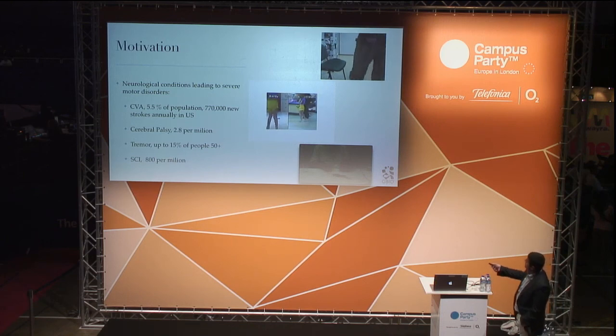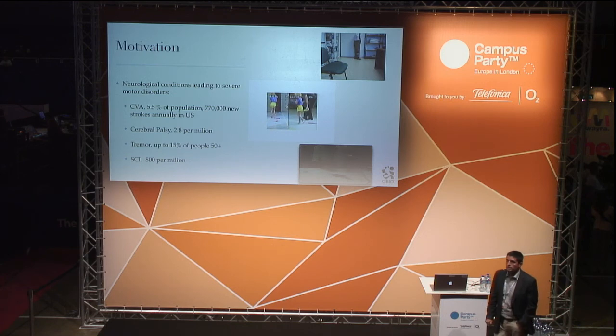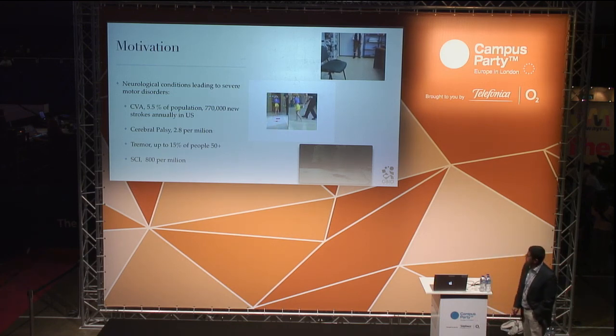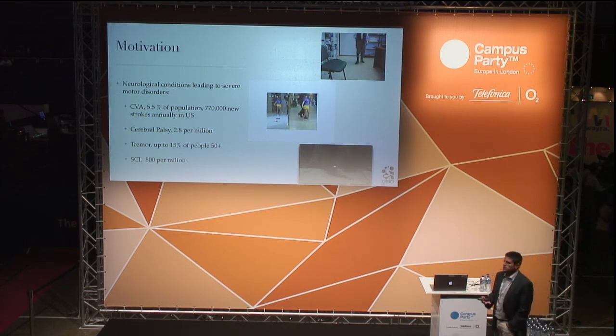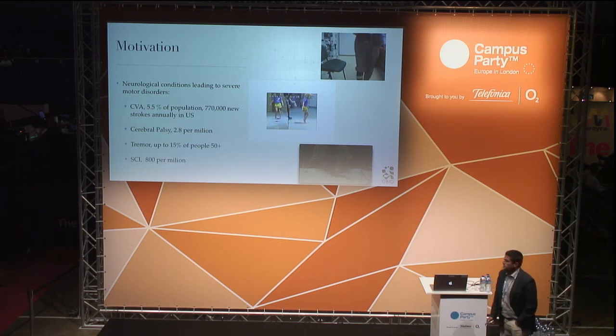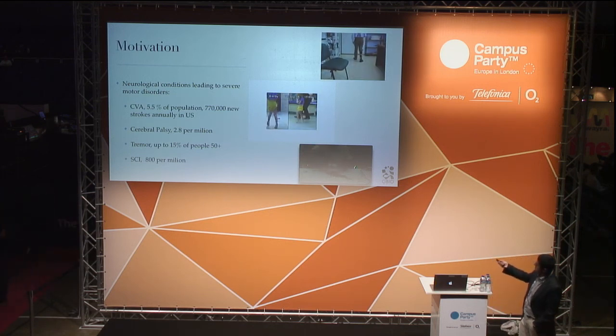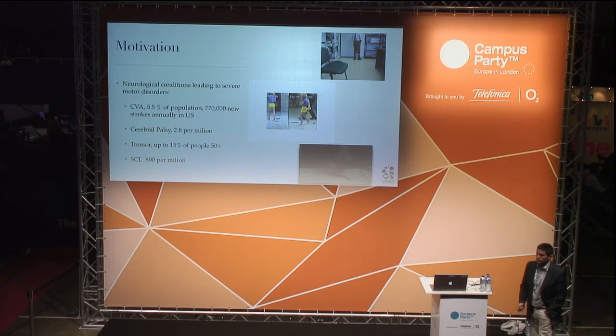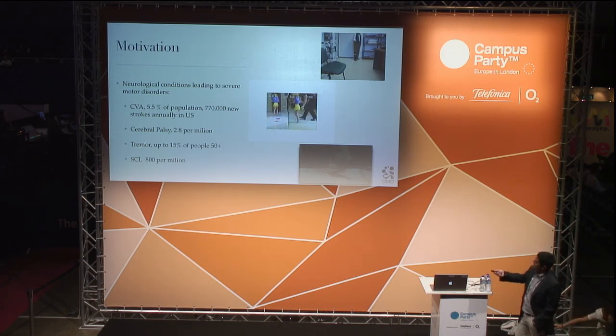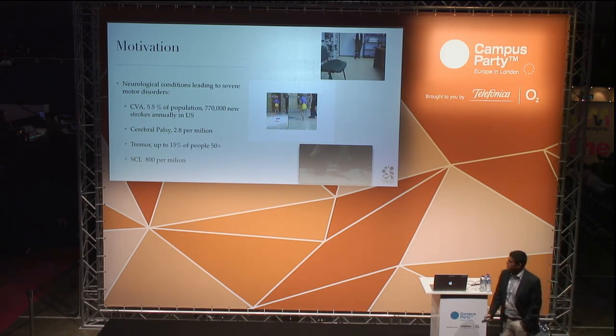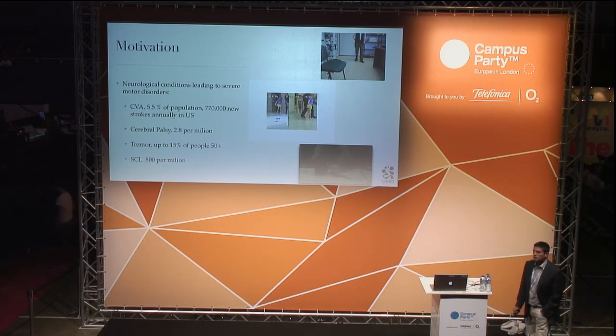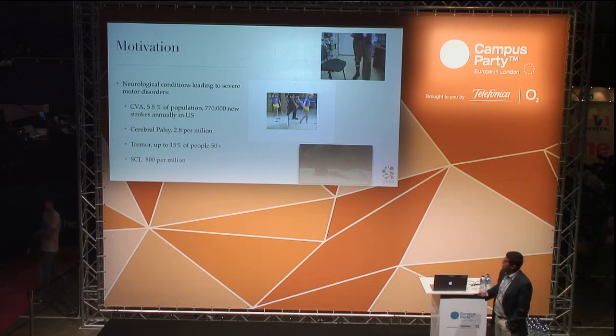Finally, what we have here is a patient with essential tremor, which is also a neurological condition, leading to a trembling motor disorder of the upper limbs. And you can see he's trying to pour some water in a glass, and he's spilling all this water because of the condition. So all these conditions are disabling. The idea is to develop technologies that can be used to rehabilitate all these conditions.